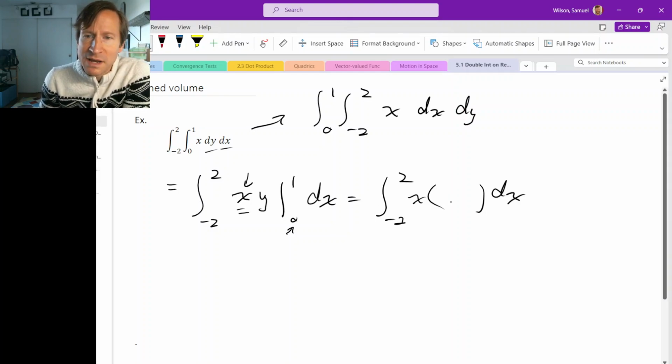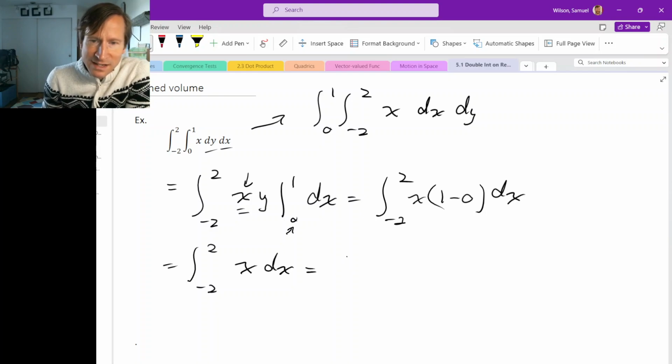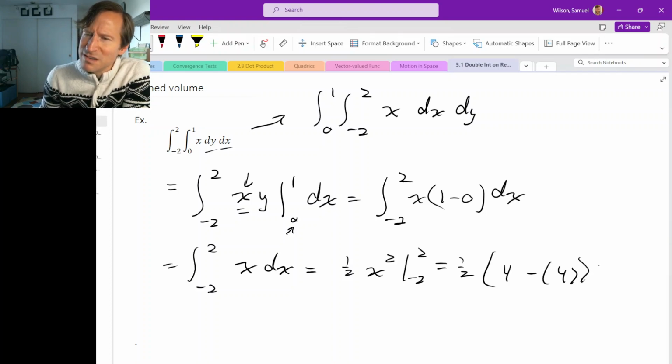And then plugging in our bounds, we get 1 minus 0. So we're just calculating integral from -2 to 2 of x dx. Okay, so that's going to give us 1/2 x squared from -2 to 2, which is 1/2, and then plug in our bounds. 4 minus 2 squared is 4, so this is 0.